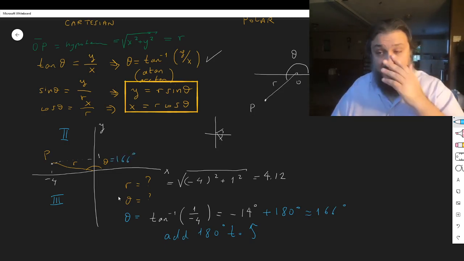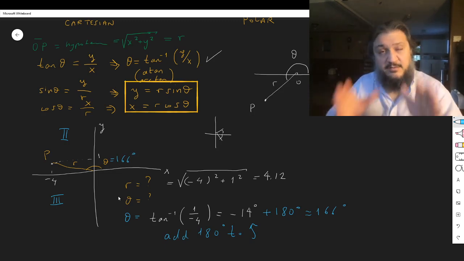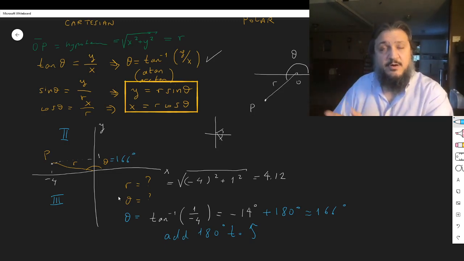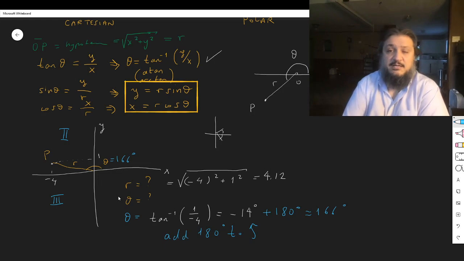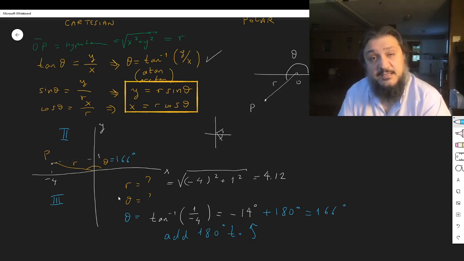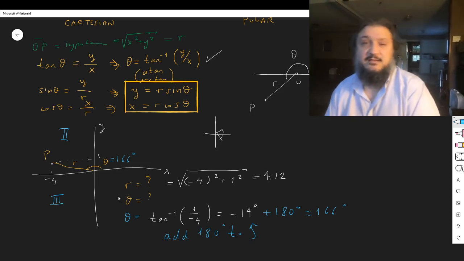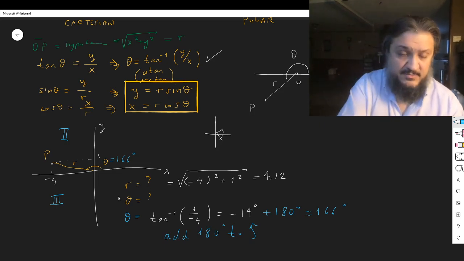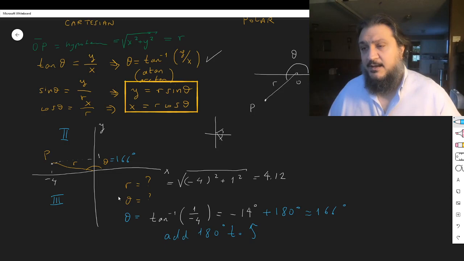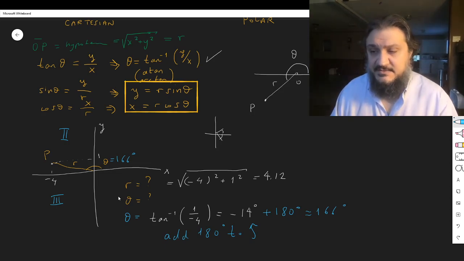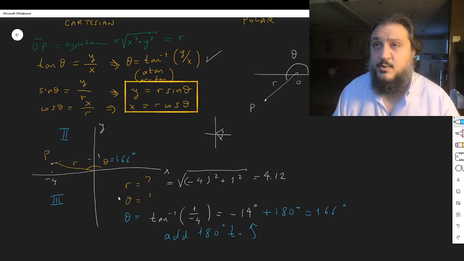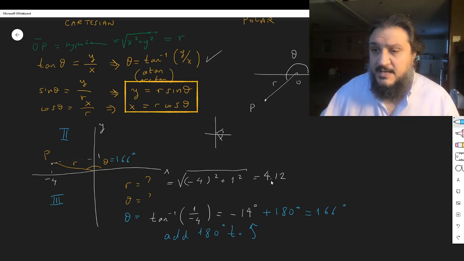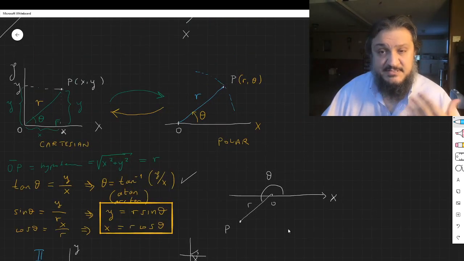Just something to keep in mind when you're going from Cartesian coordinates to polar coordinates. If you are in either the second or the third quadrants, you have to add 180 to what you find using the calculator, I mean the arctangent. All right, so these are two of many coordinate systems. Now, this is very useful for our main task, which is vectors.